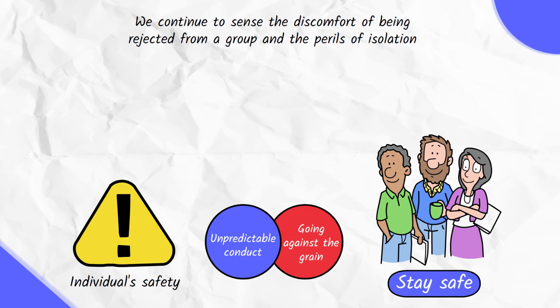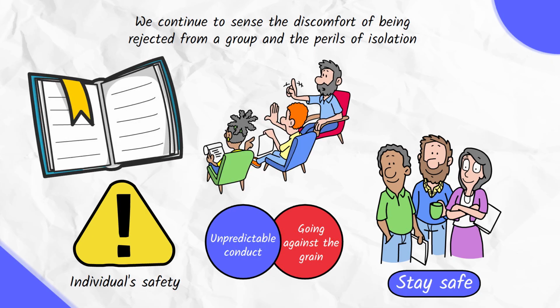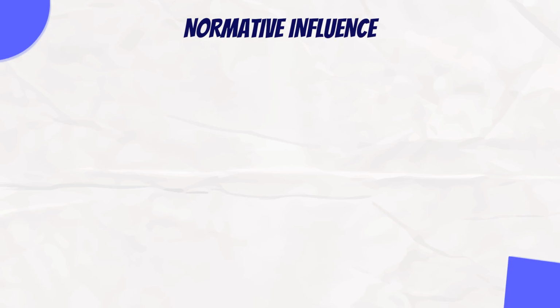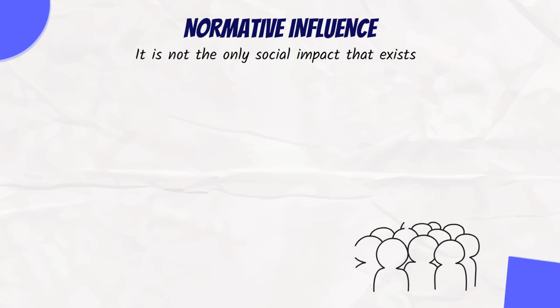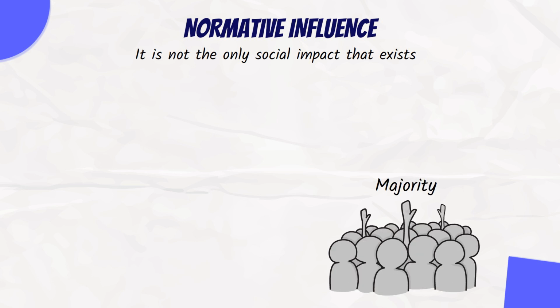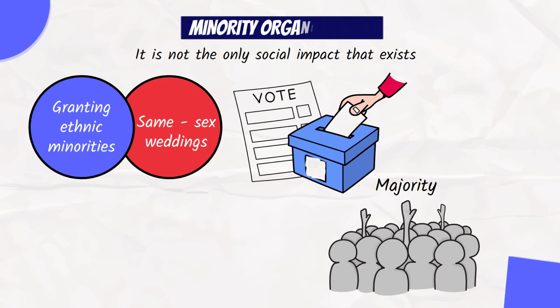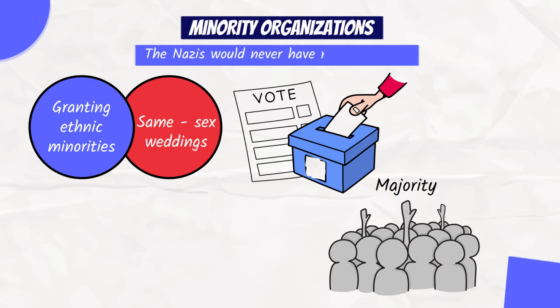So conformity is the process of adhering to the majority opinion, and normative influence is the influence that the majority exerts over others. However, this video does not end with Asch's views on conformity and experiments on obedience. We are all aware that, while normative influence is significant, it is not the only social influence that exists. If we had simply been convinced by the majority, we would never have been able to pass legislation enabling same-sex weddings or granting ethnic minorities the right to vote. Minority organizations such as the Nazis would never have risen to power.